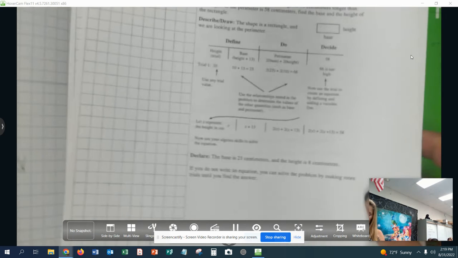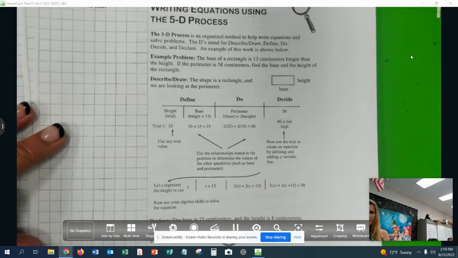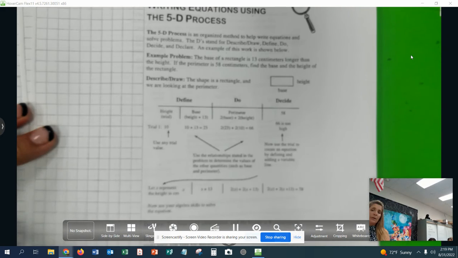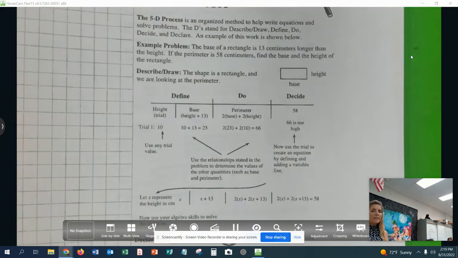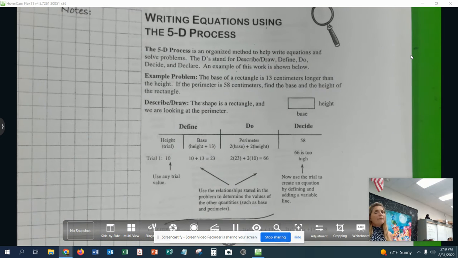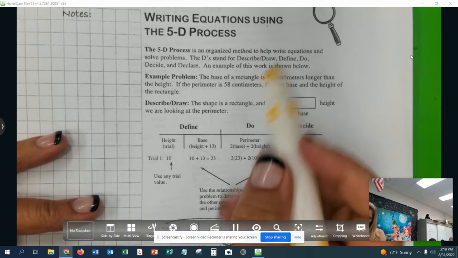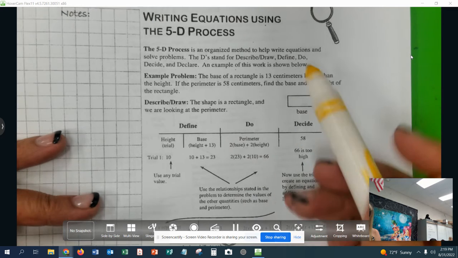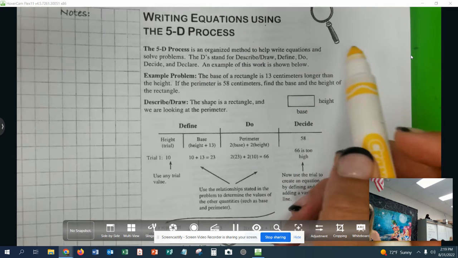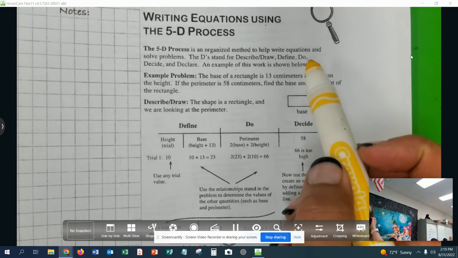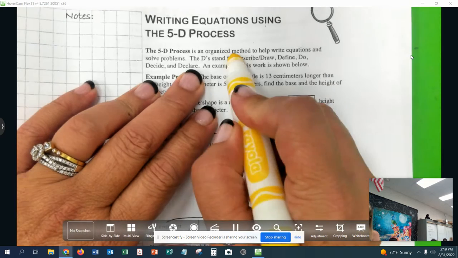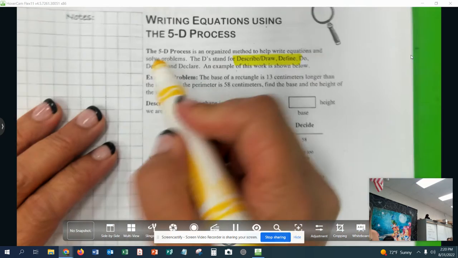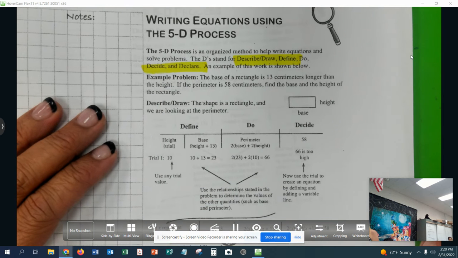So, guys, everybody should have this piece of paper. This stays in your notebook. The thing about the 5D process is it helps us find an equation out of a word problem, and we're going to focus on that for right now. So take your handy dandy highlighter, and we are going to read through this. The 5D process is an organized method to help write equations and solve problems. The D stands for describe, draw, define, decide, declare. This is a lot.